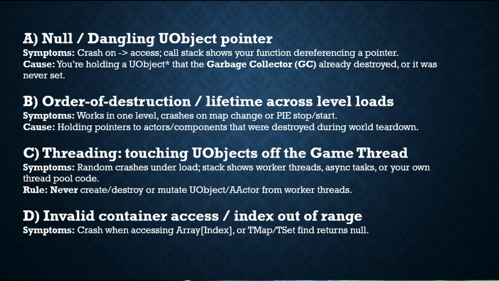For step 4, classify what type of crash it is. Almost every Unreal crash falls into 4 groups: null or dangling objects, lifetime or order of destruction, threading violations, or invalid container access.